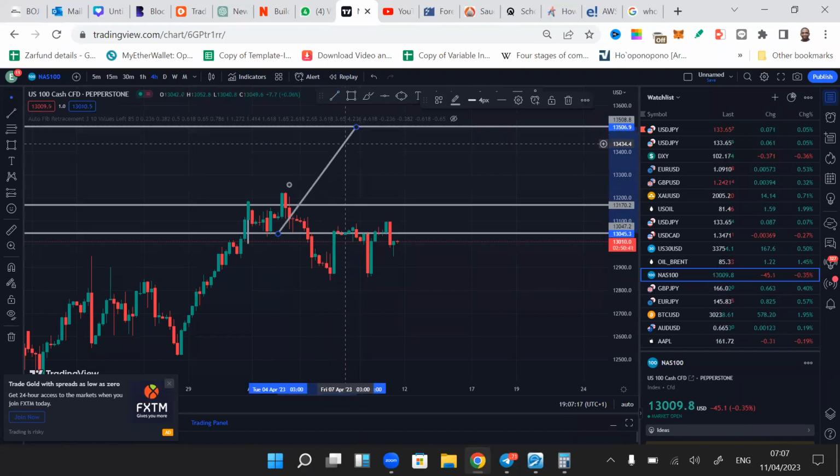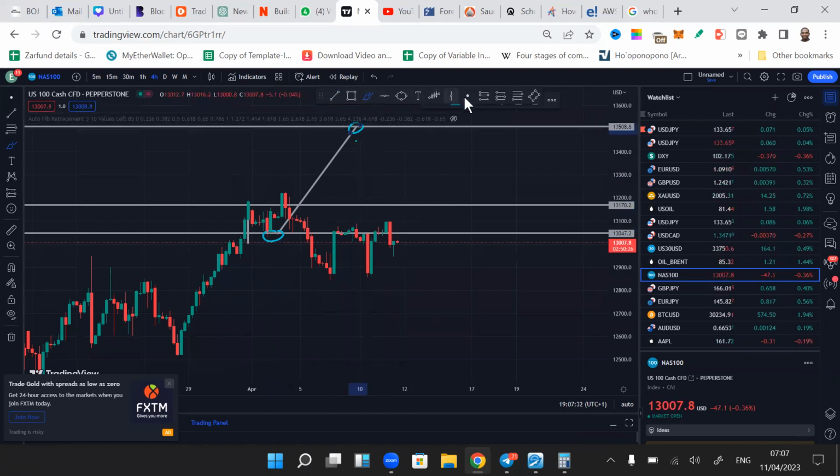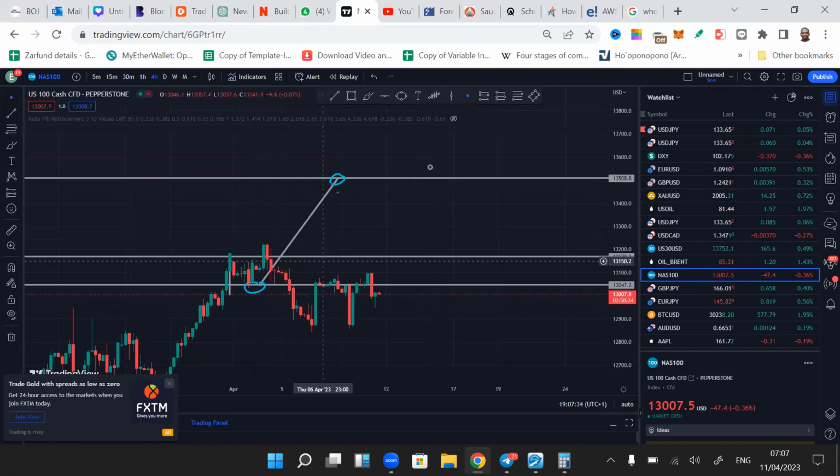We're expecting price to move from this area here, okay? We're expecting price to move from here all the way to this area right here, right? That's what we're expecting price to do. But look at something now. We entered here for a buy, right?